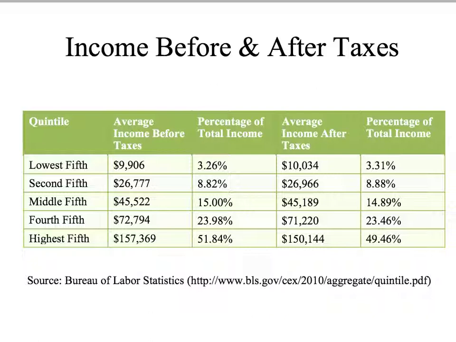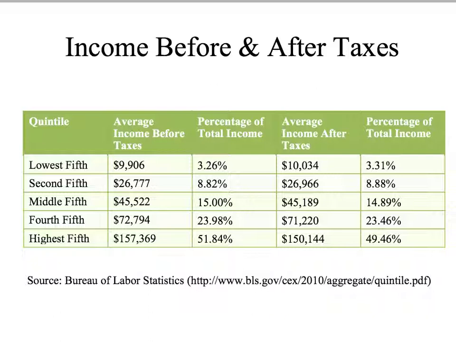Now, the tax system with our progressive income tax system is going to change the percent of income slightly. So you notice that in the lowest fifth, they go from making 3.26% to 3.31%. So they gain 0.05%. It's not nothing. And the second fifth also gains, because they gain 0.6%.